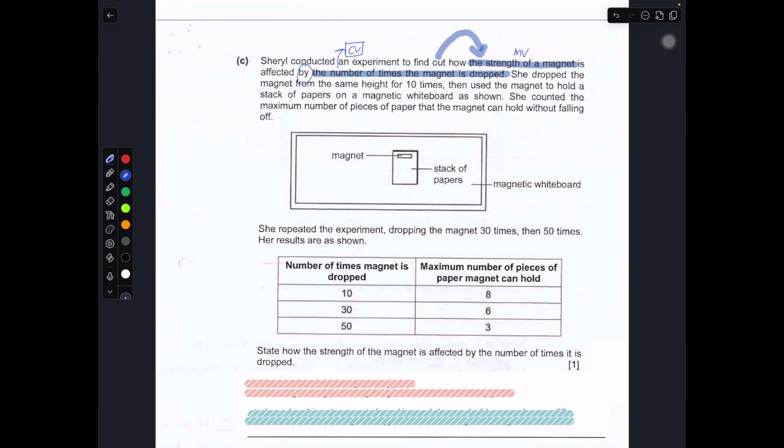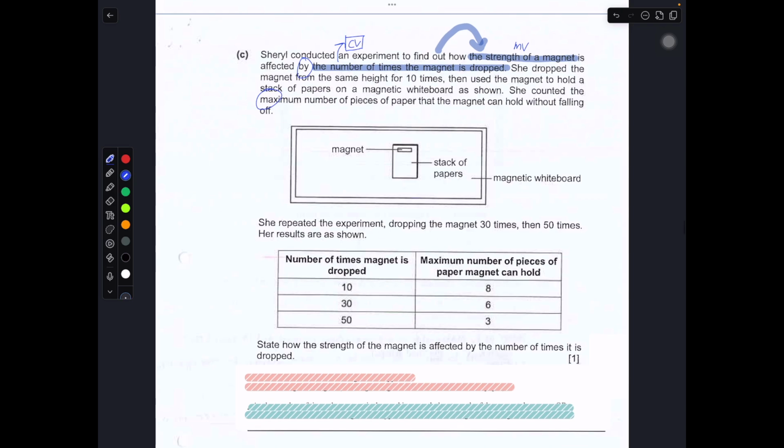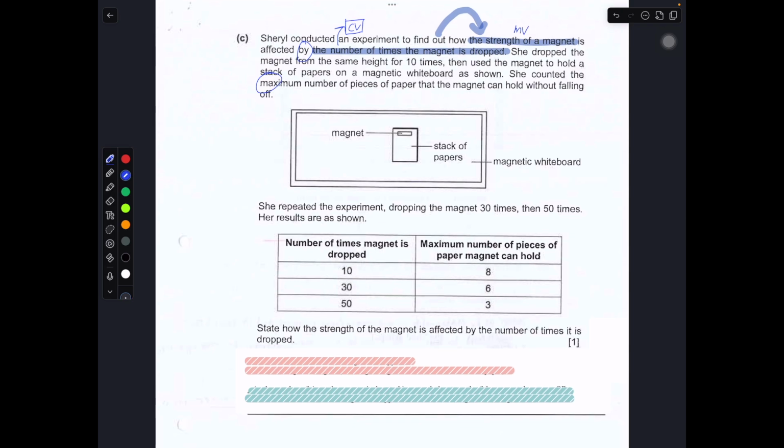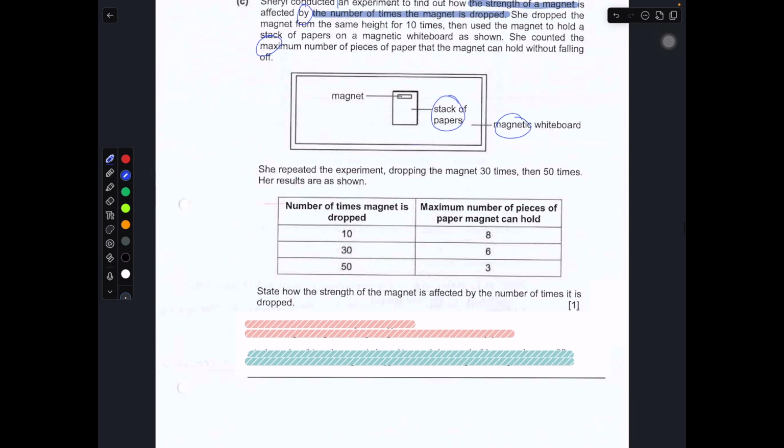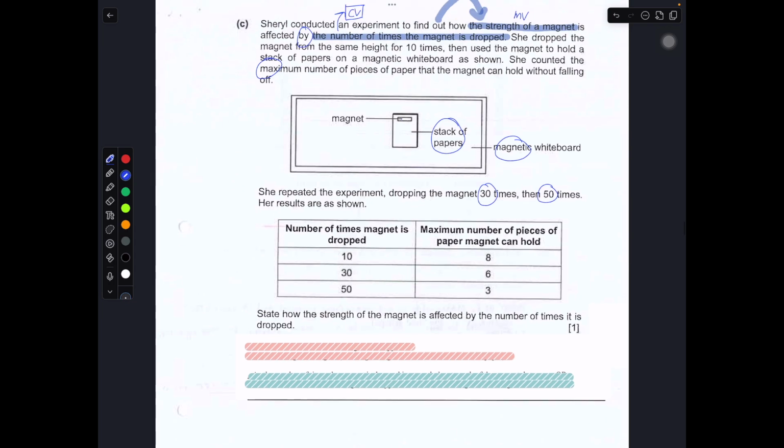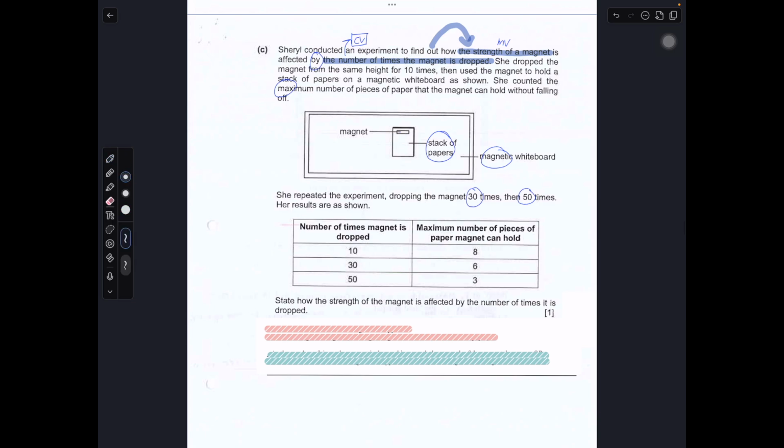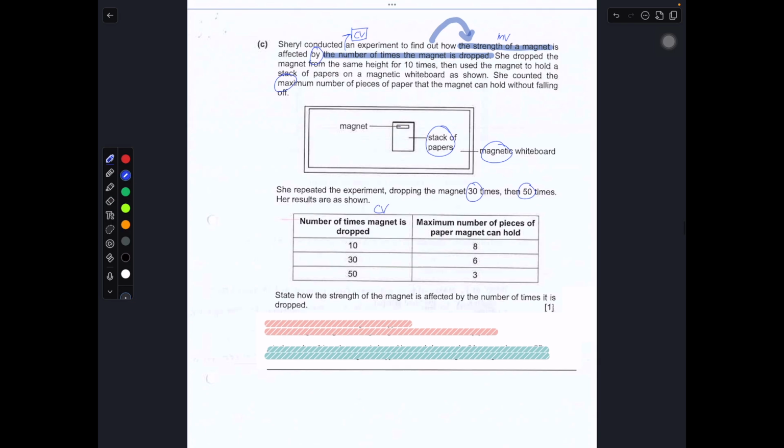She dropped the magnet from the same height 10 times, then she used the magnet to hold a stack of paper on the magnetic board as shown. She counted the maximum number of pieces of paper that the magnet can hold without falling. So you have a magnet that's attracting the magnetic board, and you have a stack of paper. She repeated the whole experiment when the magnet was dropped 30 and 50 times. This is the result as shown. As mentioned, this is the change variable. This is something that she's measuring.